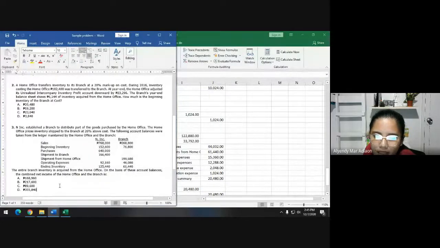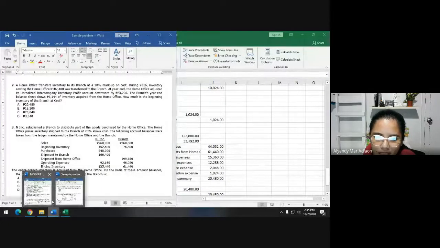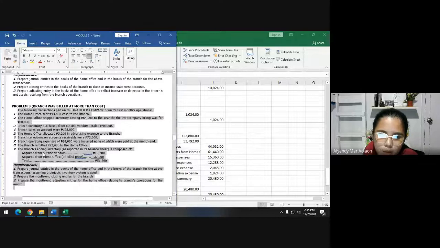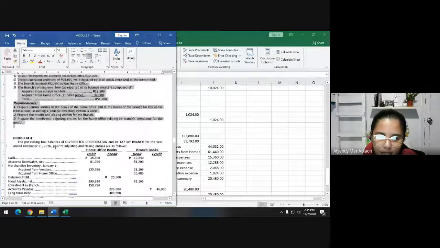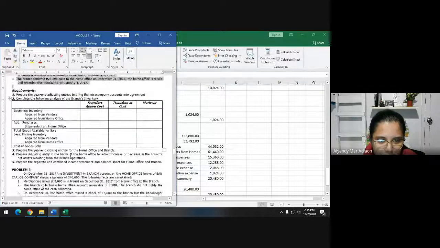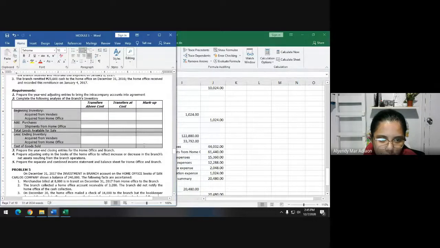Okay, naana na yung 15 minutes na bilin. Actually, gusto unta ako nga buhaton ang journal entry ani pero I guess ma-short na ta sa time. So next time na lang ni. I still have a lot of problems here that need to be discussed. Okay, so here: transfer above cost, at cost and markup.